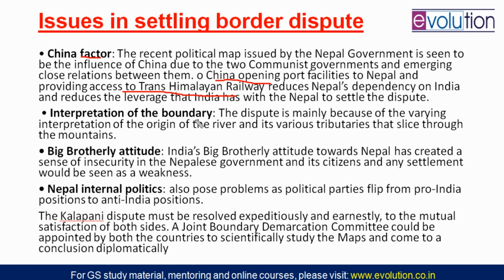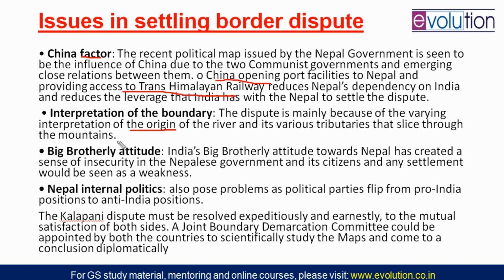Then the interpretation of the boundary. Again I told you the Treaty of Sugauli. India says that the Kali river is the boundary, the Kalapani river is the boundary. Nepal says that no, the Kuti river is the boundary, Limpiyadhura is the boundary. Also there is a varying interpretation of the Susta region, that is, the Gandaki river's original position, or the changing course. Which one will be taken as the real one?